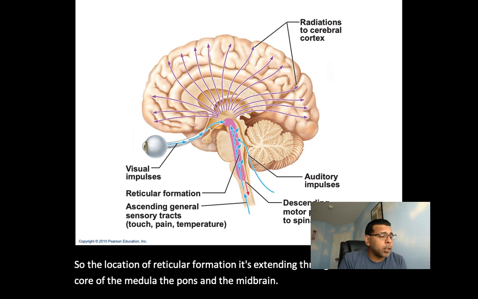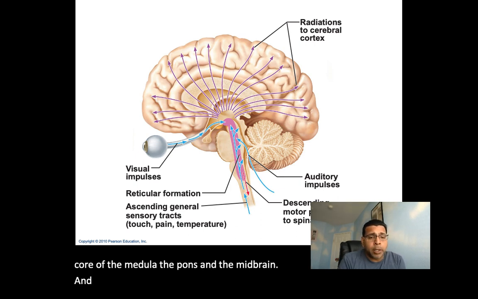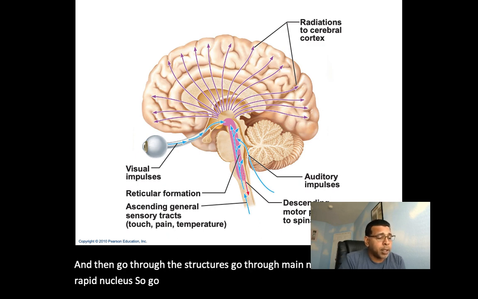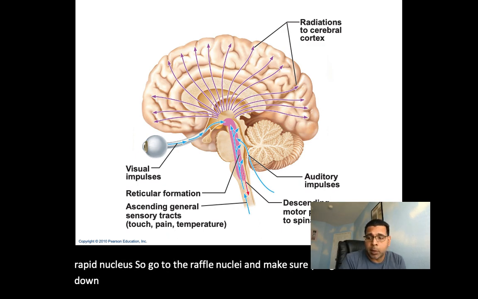And then go through the structures, go through the main nuclei. I want you to know there's the raphe nucleus. So go through the raphe nuclei and make sure you have the function of the raphe nuclei down as well. Next, then, let's talk brain protection.